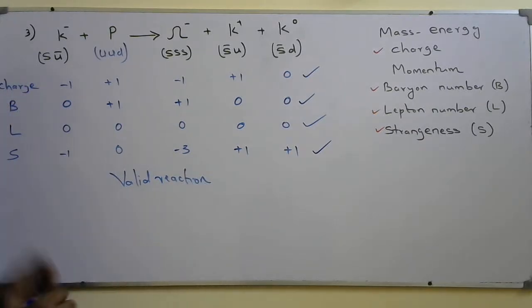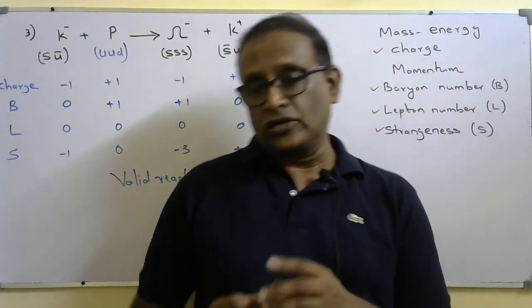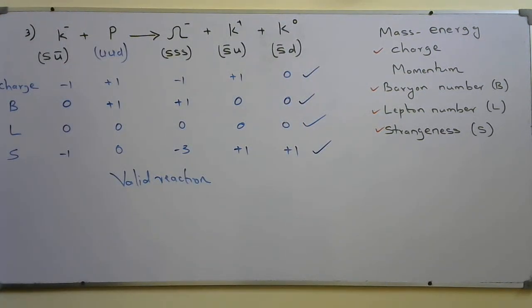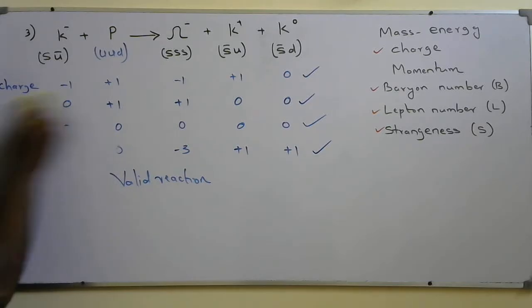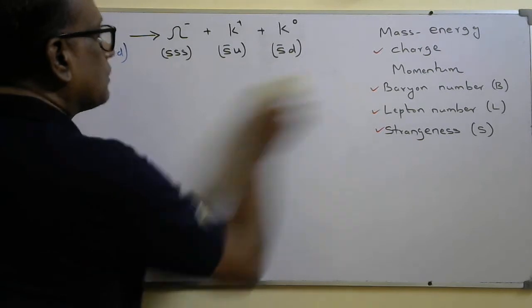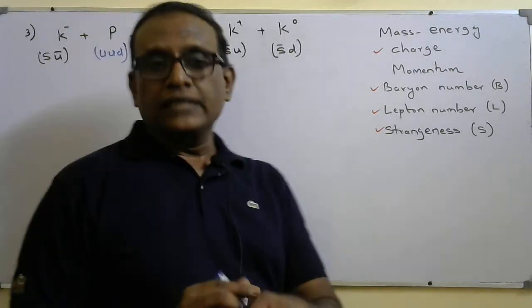So valid reaction, strangeness conserved does not mean strong interaction. I already explained. So we'll check whether it's a strong or weak interaction by using the conservation of type of quarks. Okay, we'll check whether the reaction is strong or weak. So we'll check one by one the type of quarks.